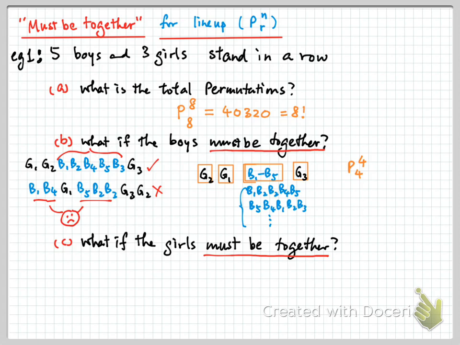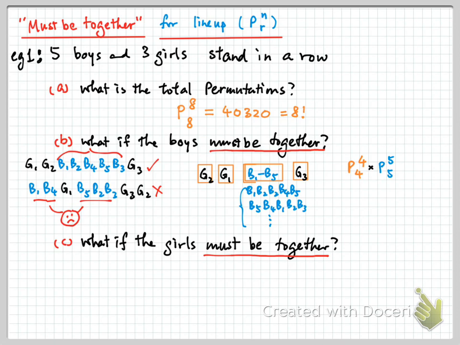If you open up the box with the boys, then you can line them up in 5P5 ways. That is the internal arrangement of the group of boys. So at the end, for each of these girl combinations, you can match up with one of these boy combinations. So it is a multiplication between the two.